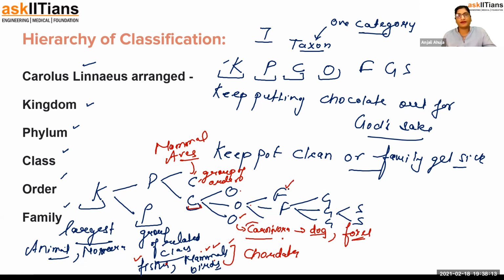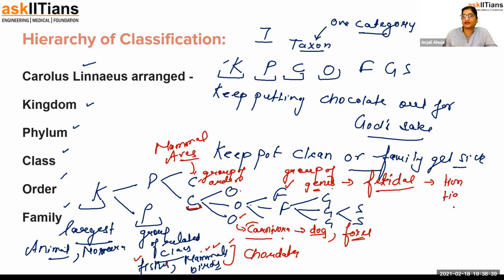Now talking about the family, it has a group of related genus. Are you getting my point? Now, if I give you an example, lion, tiger, and cat belong to family Felidae. There is a family Felidae, and into it, lion, tiger, and wild cat belong. This is Felidae, which is a family.